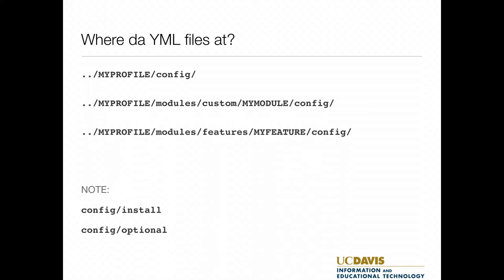So generally stuff can go in install, but some things do need to go in optional. The things I've found that tend to go in optional are like block placement sometimes, sometimes views that depend on, let's say, a content type or something that hasn't been installed yet. So basically, you just try to put it in install. If it explodes, it'll tell you which one's failed, and just start moving those to optional. If you have a better idea on how to do it, I'll buy you a beer too.